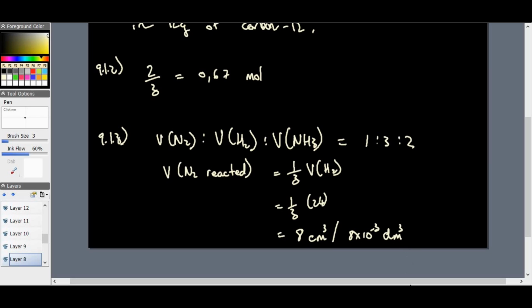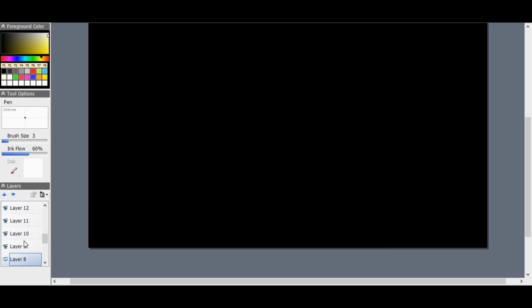Now, initially 10 cubic centimeters was mixed with 8. The question is clearly in cubic centimeters, so we can't just change to decimeters cubed unless we convert. So that's 8 cubic centimeters there, which was the amount of the nitrogen that reacted.